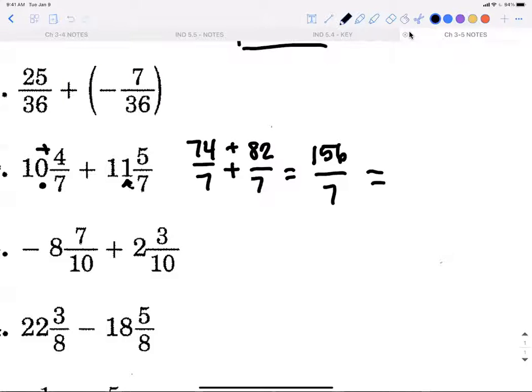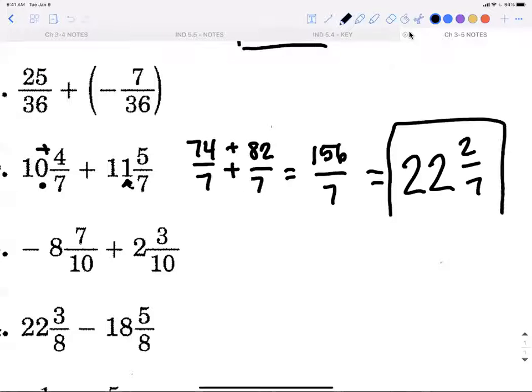The last step is to change this into a mix. And you do that by, how many times does 7 go into 156? And again, you don't have to do mental gymnastics, get a calculator. 156 divided by 7 is 22 and something. So 22 is our whole number. And if you take 22 times 7, that tells you how many wholes you took care of, which is 154. We needed 156, so that's 2 left over, and then we keep our denominator of 7. Okay?